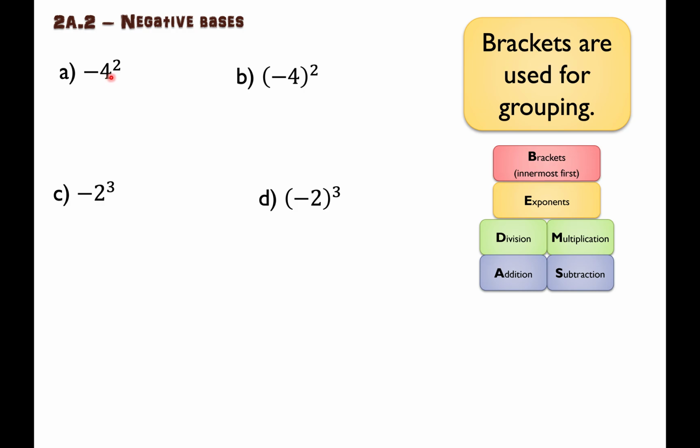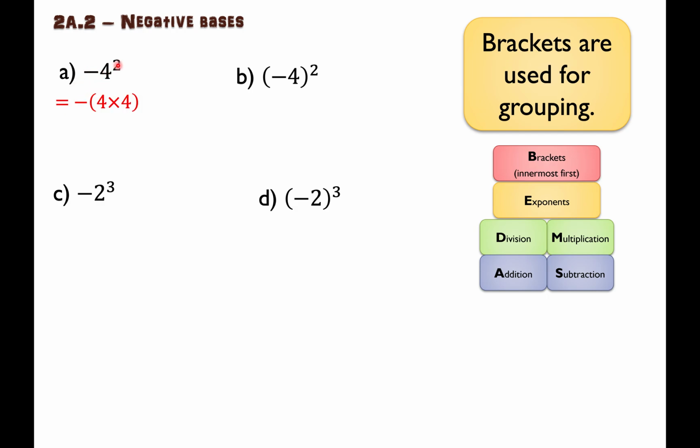So do you think that I'm going to square just the 4 or the whole negative 4? The squared applies only to the 4. It is just the 4 that is being squared. When I say squared, I mean multiplied by itself. So I need to ignore that minus sign for a bit and just focus on 4 squared. 4 squared means 4 times 4. And then let's pop the negative sign back in.